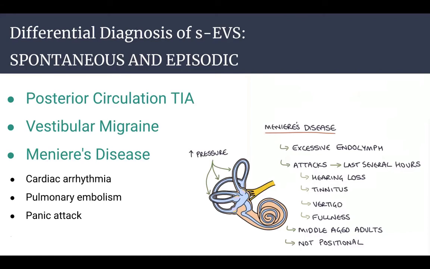So moving on to the spontaneous, meaning there is no trigger that they can identify, and episodic, coming and going dizziness. These are patients where you want to think about posterior circulation TIAs. You also have vestibular migraines or Meniere's disease. Other differential diagnoses can include intermittent cardiac arrhythmias, pulmonary embolism, or panic attack, which would be a diagnosis of exclusion.